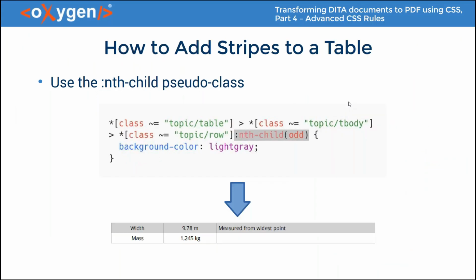The next table use case will consist of adding stripes inside tables. For this, I basically need to select one row every 2 rows. I just need to use the nth-child pseudo-class in combination with the odd keyword, and I will obtain the result you can already see here.